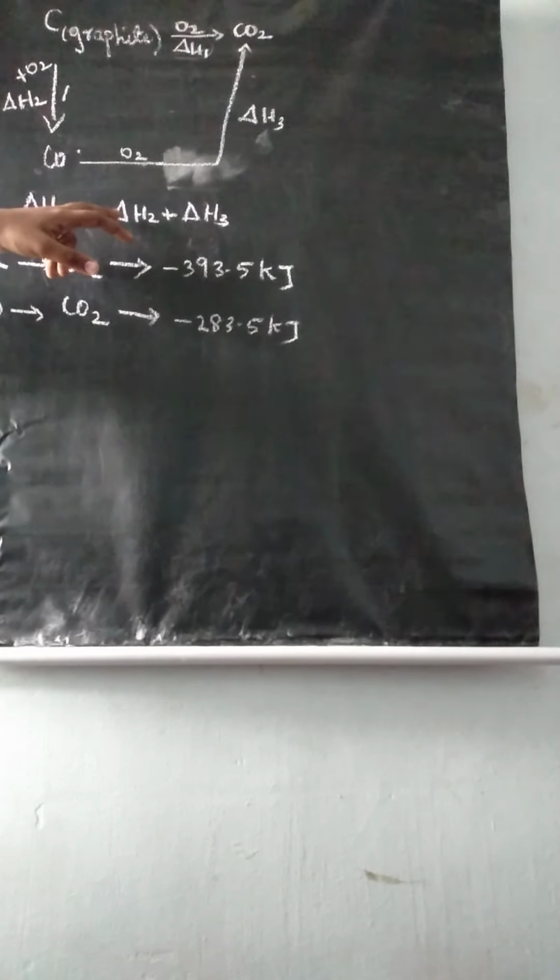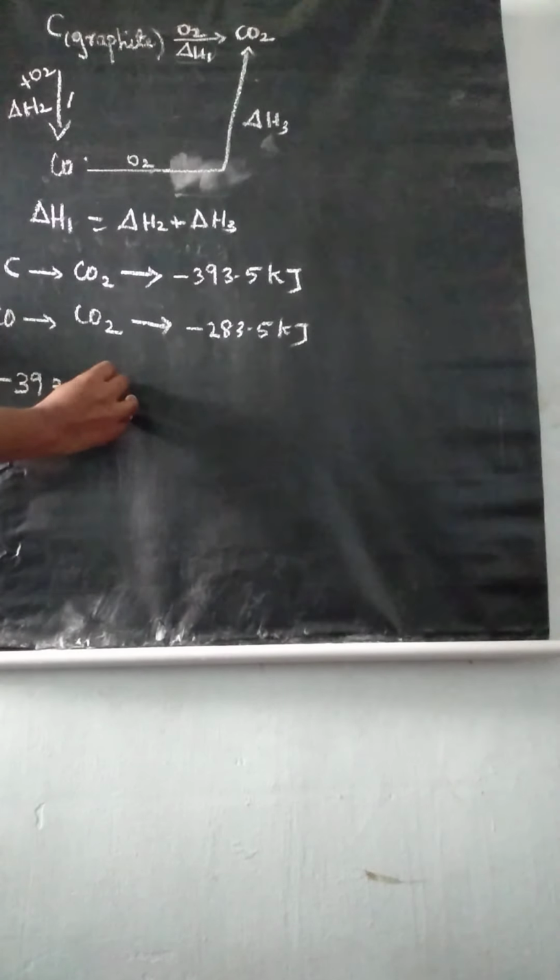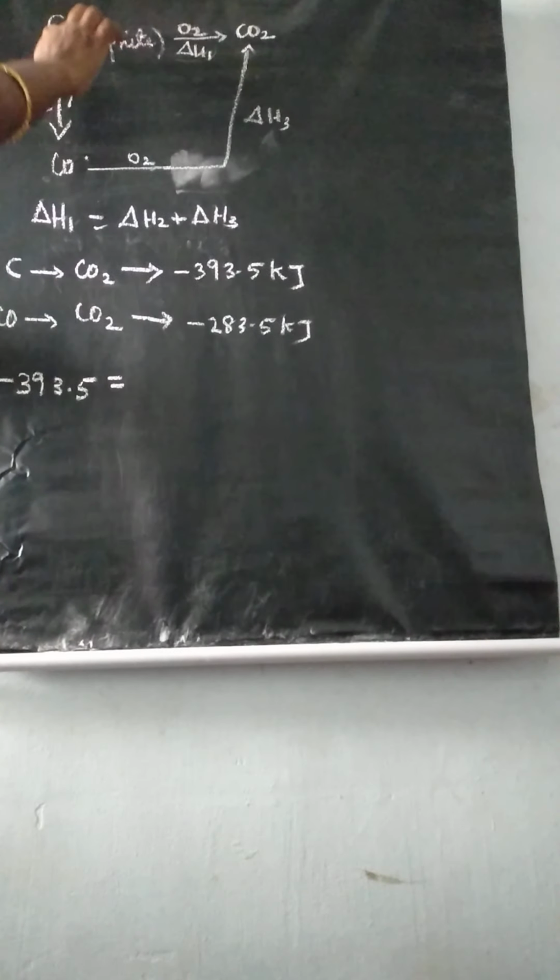These two values are already known. If you know these two values, you can calculate this one. How can we substitute? Delta H1 is carbon to carbon dioxide, so that is minus 393.5. Minus 393.5 is equal to delta H2, which is carbon to carbon monoxide.